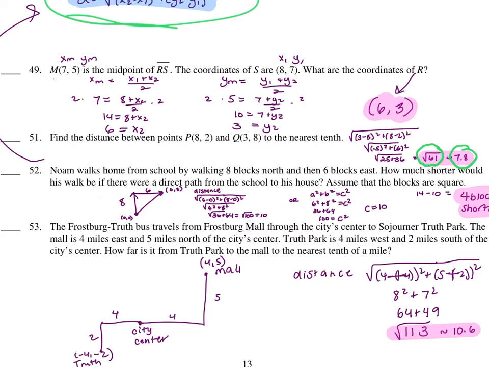52, Noam walks from school walking 8 blocks north, so that's like straight up, and then turns 6 blocks east, that's 6 blocks to the right. How much shorter would his walk be if there were a direct path? So you use the distance formula to find the length of this side, which is the hypotenuse of that triangle, and you would get that it's 10 miles across. Because it says how much shorter would his walk be, his current walk was 8 plus 6, which is 14. If he took that shortcut, it'd be 10, so you would do the 14 minus the 10 to get 4 blocks shorter.